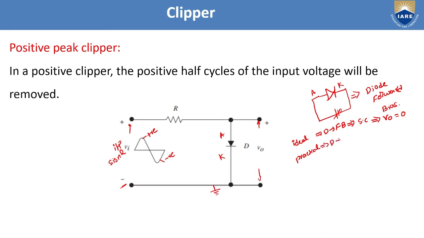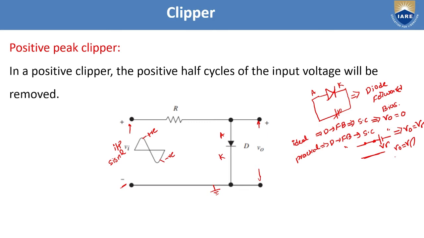Suppose it is a practical diode under forward bias, then it is replaced with the equivalent circuit. What is the equivalent circuit? The diode is replaced with a short circuit, along with the cut-in voltage of the PN junction diode, represented as V gamma. So this is the equivalent circuit of a practical diode when it acts as forward biased. Under this condition, the output voltage across this diode is the cut-in voltage, so V0 is equal to V gamma, where V gamma is the cut-in voltage of the diode.